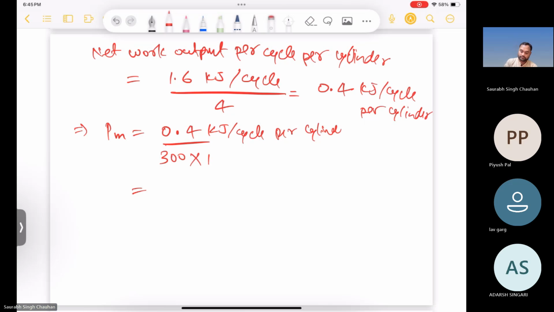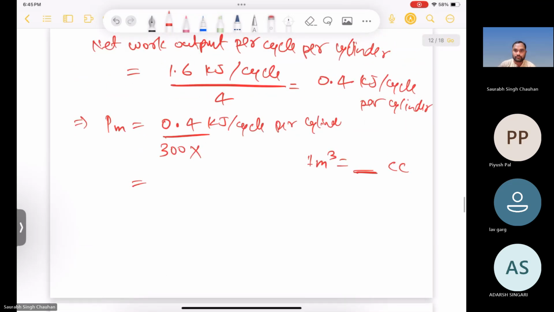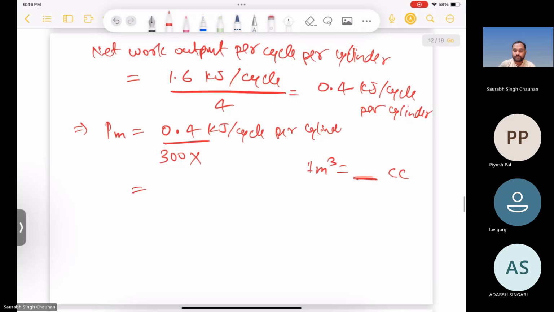Hello? Hello. In 1 meter cube, how many cc are there? Am I audible? Hello? Hello? Hello?